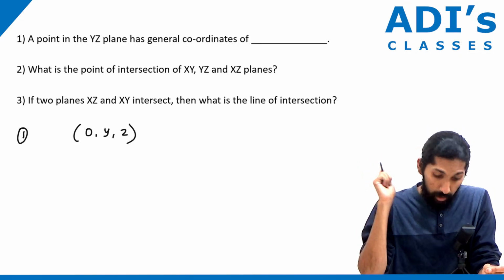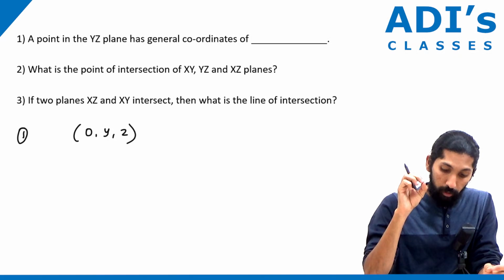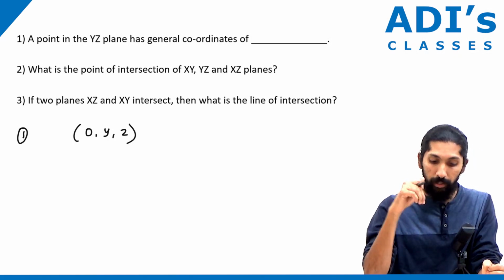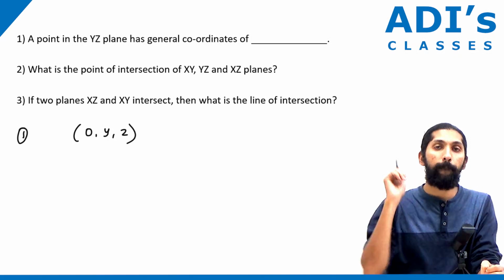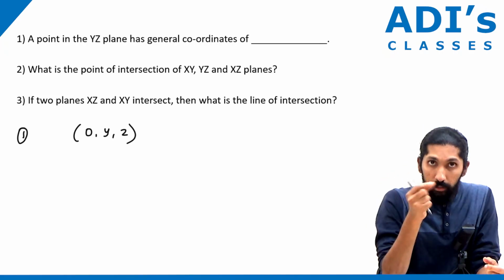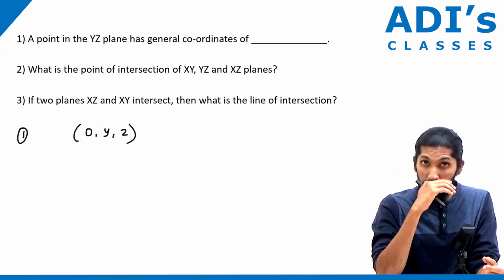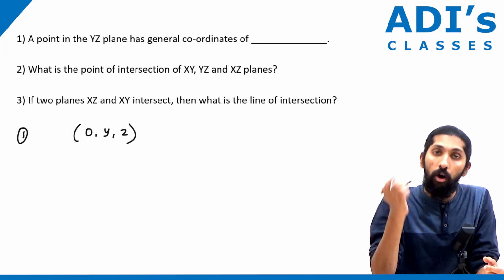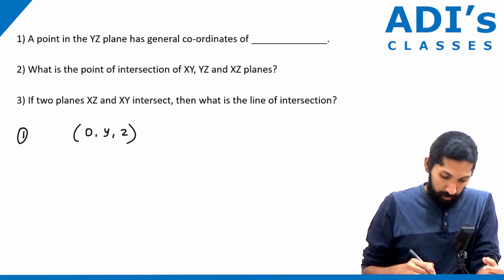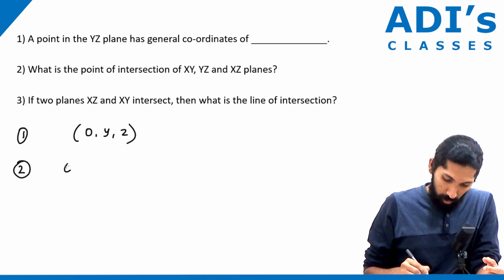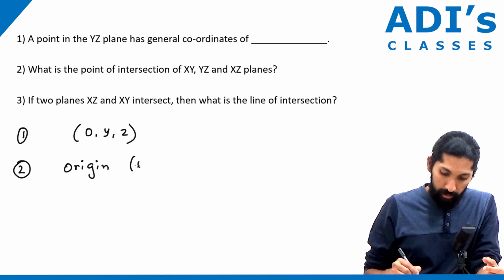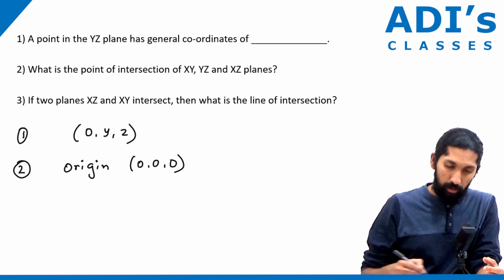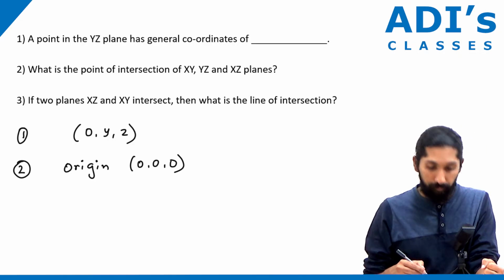Fair enough? Second one: what is the point of intersection of the XY, YZ and XZ planes? So the point of intersection of all three planes. From where do we take the point of reference? Origin, isn't it? So for the second one, we can say it is the origin, or you can also write 0, comma 0, comma 0. Generally, origin is the correct answer.